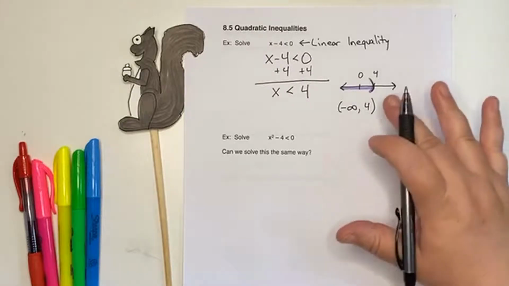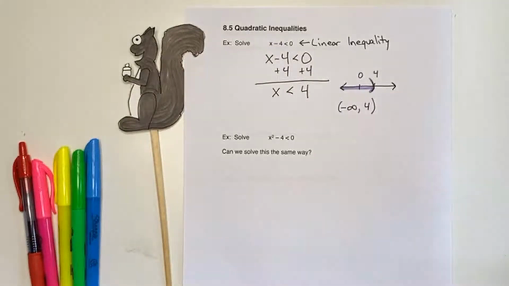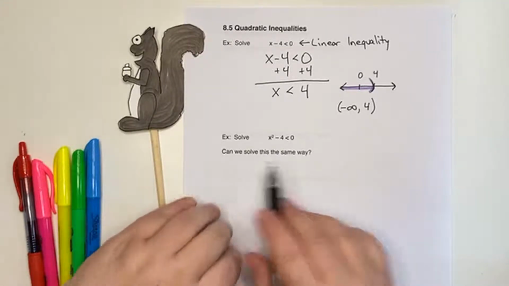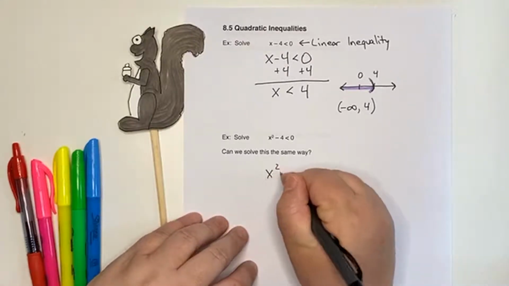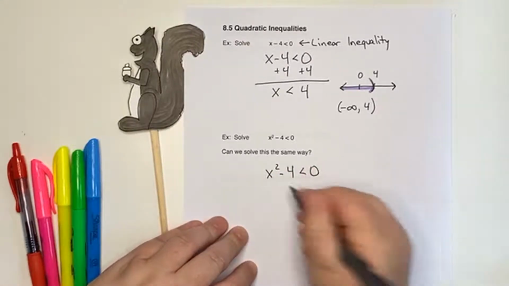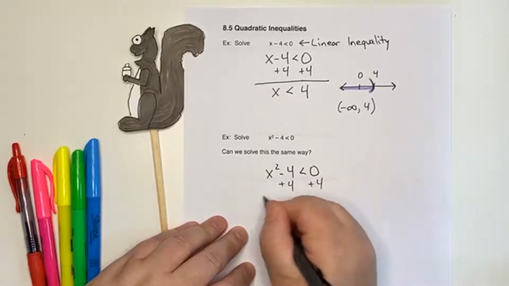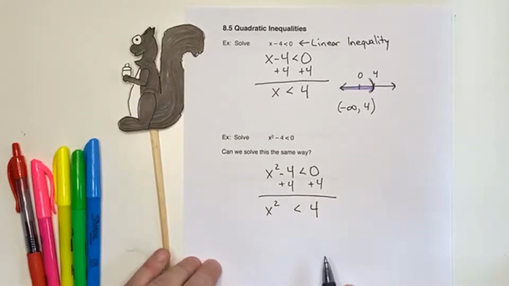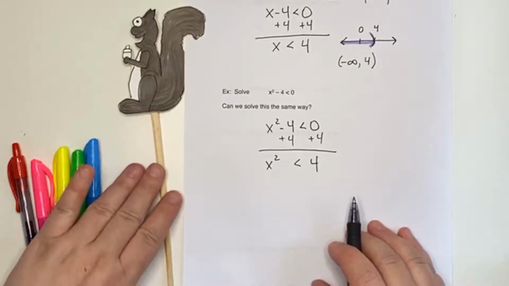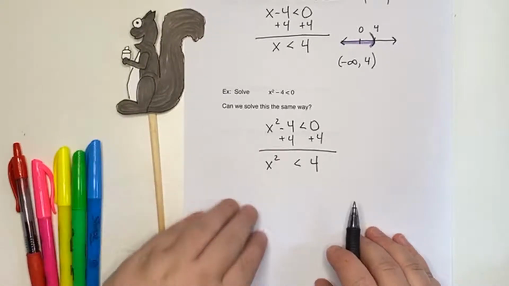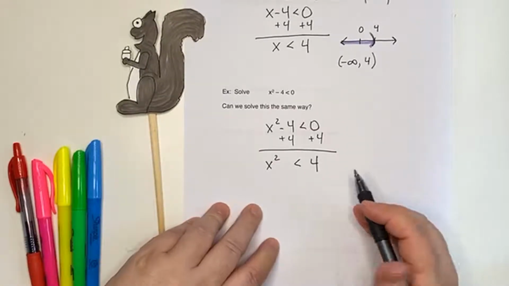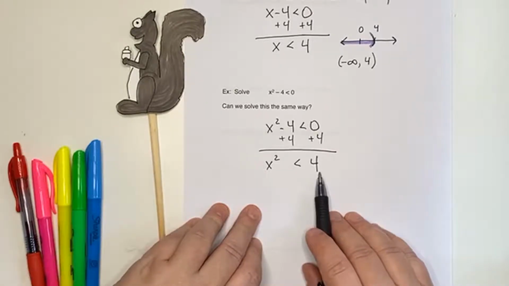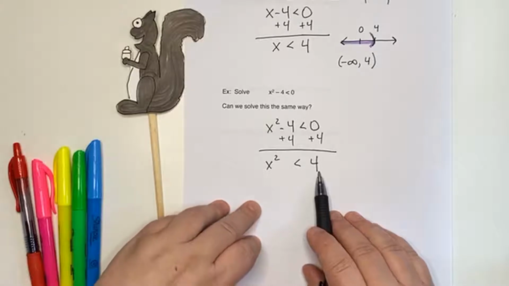So that's not a quadratic inequality, though. That's a linear inequality. This is a quadratic inequality. And so the question is, can we solve this the same way? Let's try. So we add 4 to both sides, which is totally legal. Nothing done wrong here. But then we've got a situation where I've got, and here's my little squirrel. See how happy the squirrel is? Don't panic. No panicking. There's a happy squirrel there. X squared is less than 4. And then I'm kind of stuck.